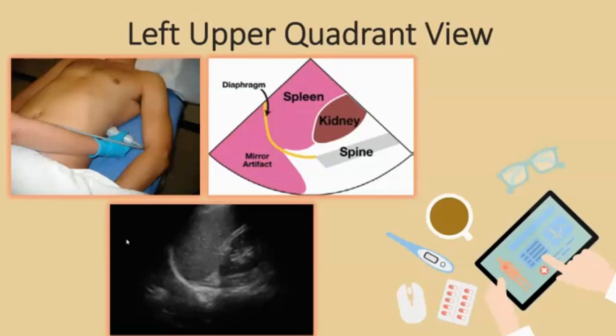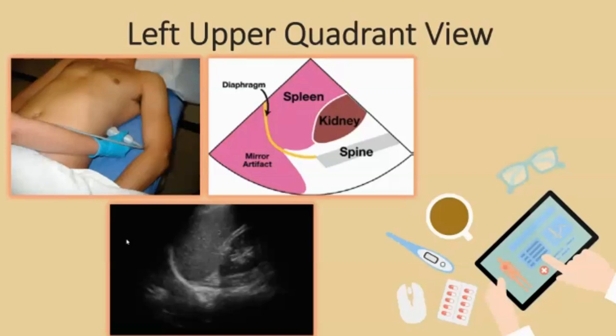You're going to look for free fluid above the diaphragm, between the diaphragm and the spleen, and between the spleen and the kidney, and in the pericolic gutter around the inferior pole of the kidney. With this, if you see a lot of gas and there's too much bowel in the way, then it means that the transducer placement is too anterior or inferior.